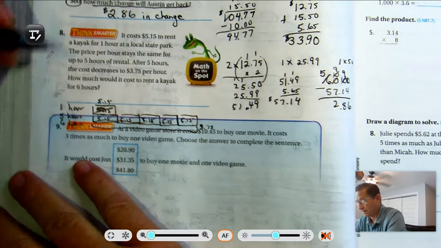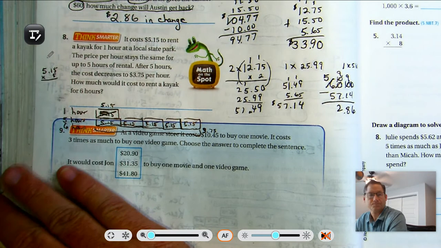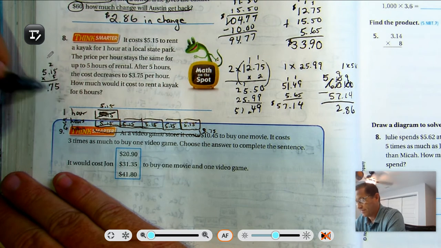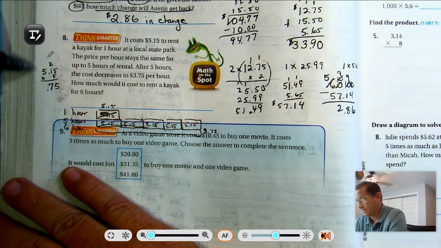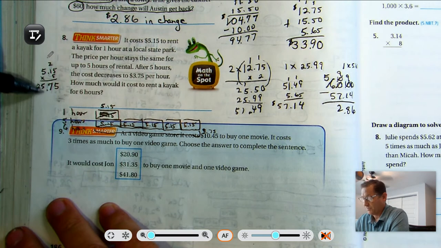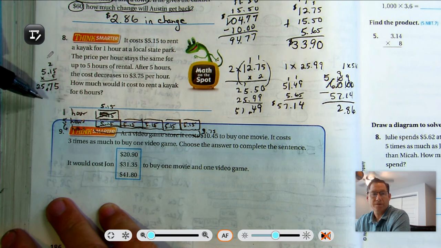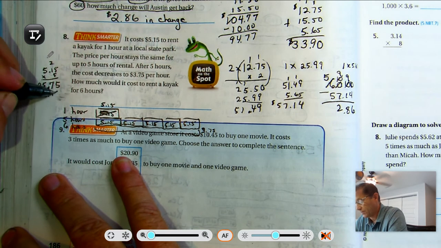Well, let's do 5 times 5.15. 5 times 5 is 25. 5 times 1 tenth is 5 tenths, plus 2 regrouped tenths is 7 tenths, and 5 times 5 is 25. I knew the decimal point had to be in the hundredths because I'm multiplying by a number in the hundredths. So 25.75 plus the 6th hour, which is 3.75.